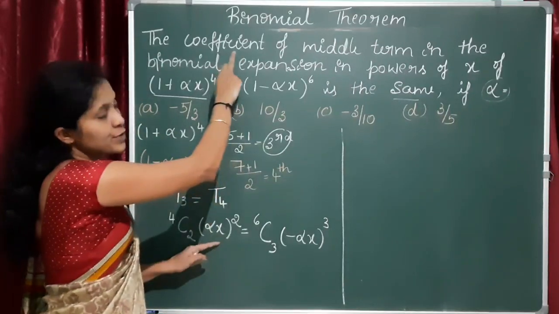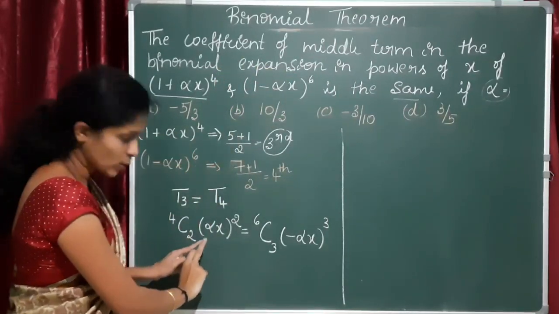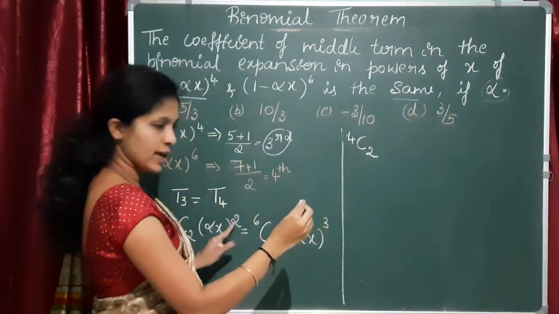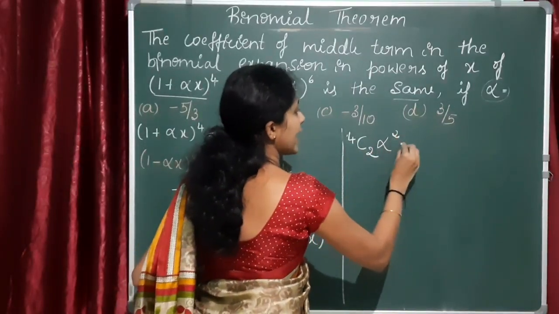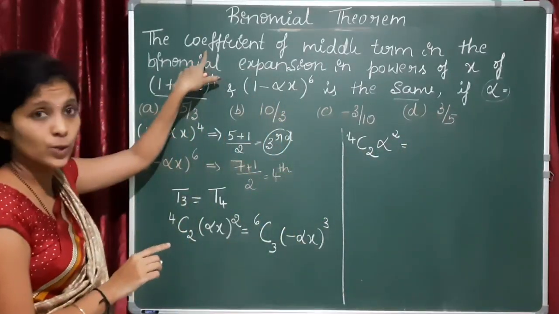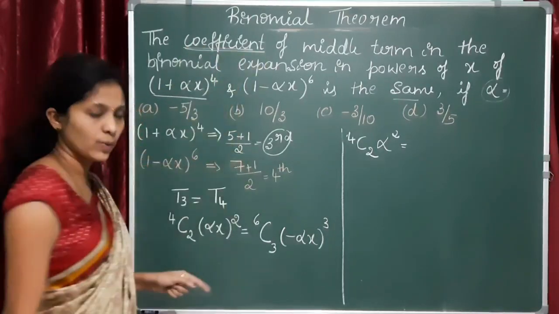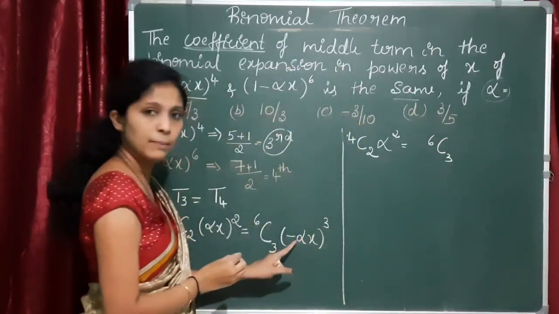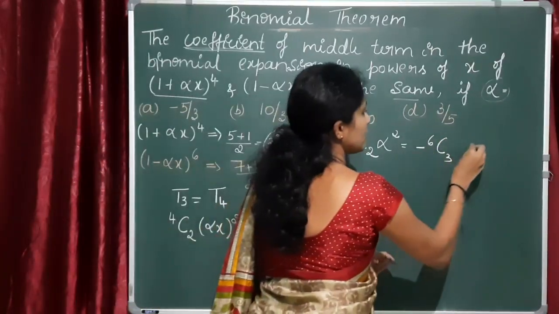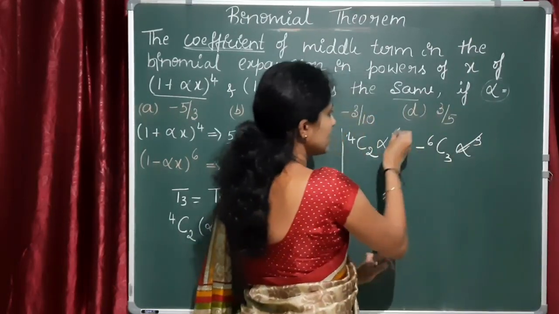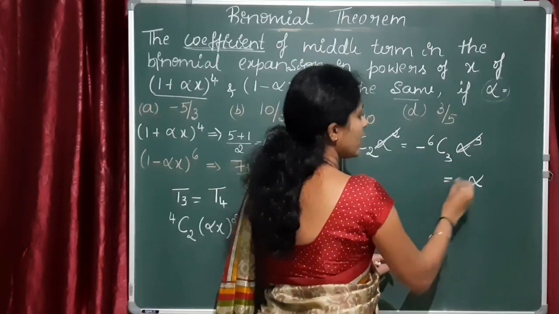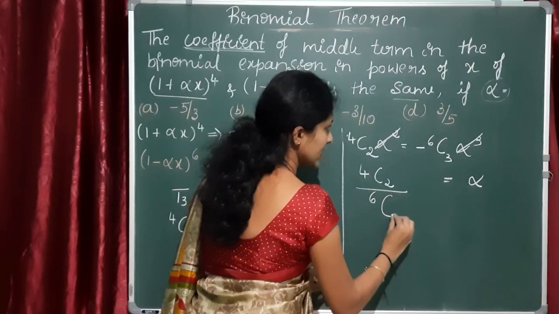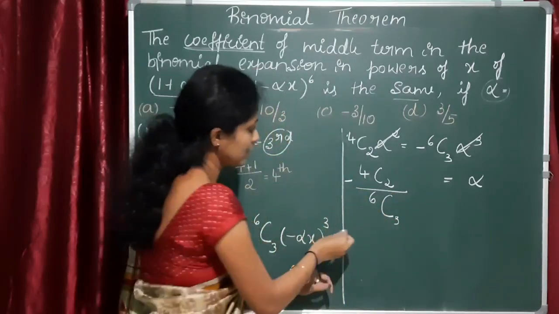Here it is given that coefficients of the middle terms are equal. So we'll consider the coefficients. So coefficient will be here 4C2 alpha square, right? We are not supposed to take the x square because it is given that coefficients are equal. See, coefficients are equal. So this is nothing but is equal to 6C3 and coefficient here minus alpha cube. So negative is this, so it will be alpha cube. So 1 will get cancelled, right? Only alpha remains. So alpha is equal to 4C2 divided by 6C3 and negative, right?